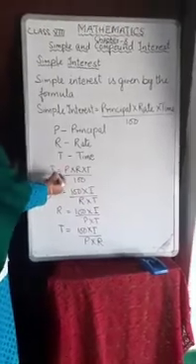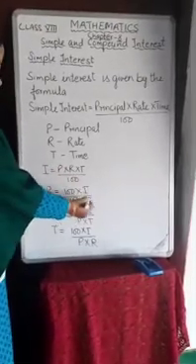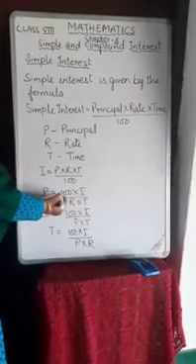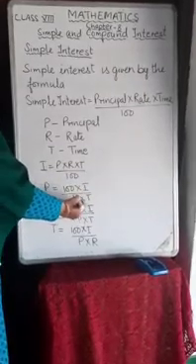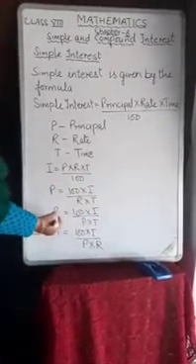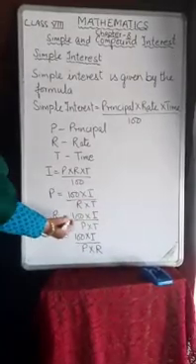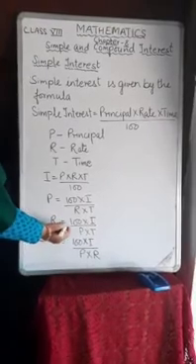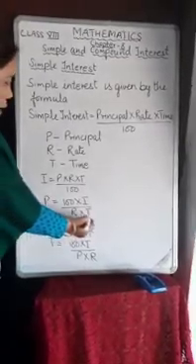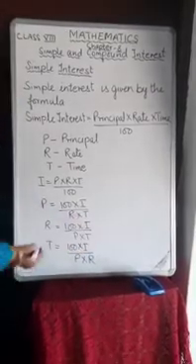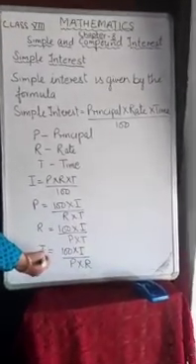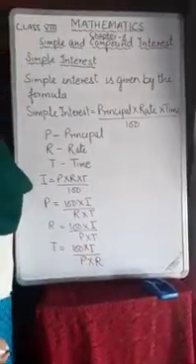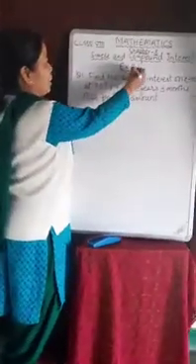Suppose I is already given and R and T are given. To find out the value of P, we will use this formula: P equals 100 into I upon R into T. And if we have to find out the rate, and principal, time and interest are already given, then using this formula we can find out the rate. R equals 100 into I upon P into T. The last one is, if you have to find out the time, then T equals 100 into I upon P into R.